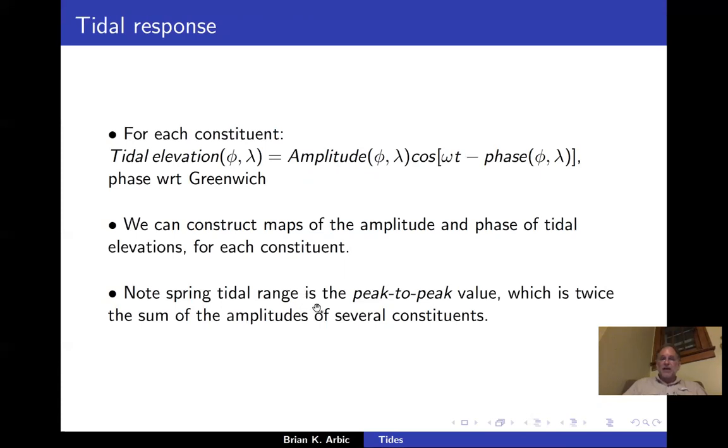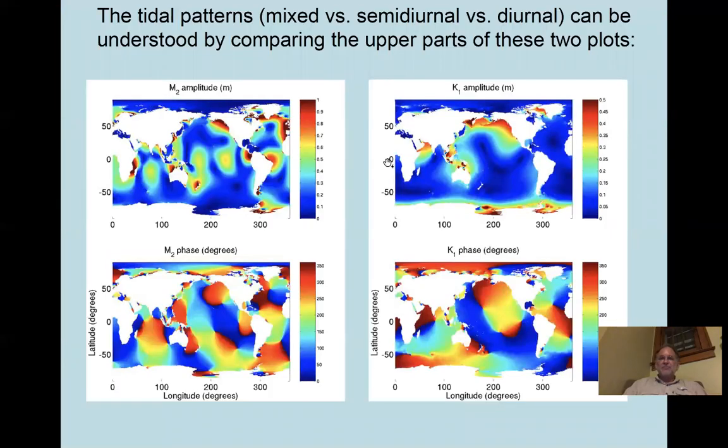Note that the spring tidal range is the peak to peak value, which basically is twice the sum of the amplitudes of several constituents. So if you just look at a tidal amplitude, it can be deceiving. You may say a meter, and you might think, oh, the water only goes up by a meter, but that's going up by a meter and then down by a meter, and that's only for that constituent. Once you start adding all the constituents together, you can often get a much bigger range than that.